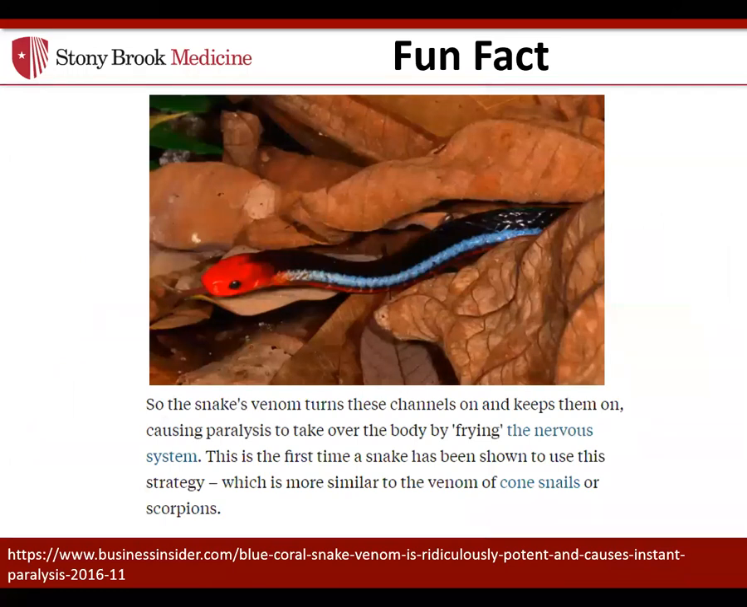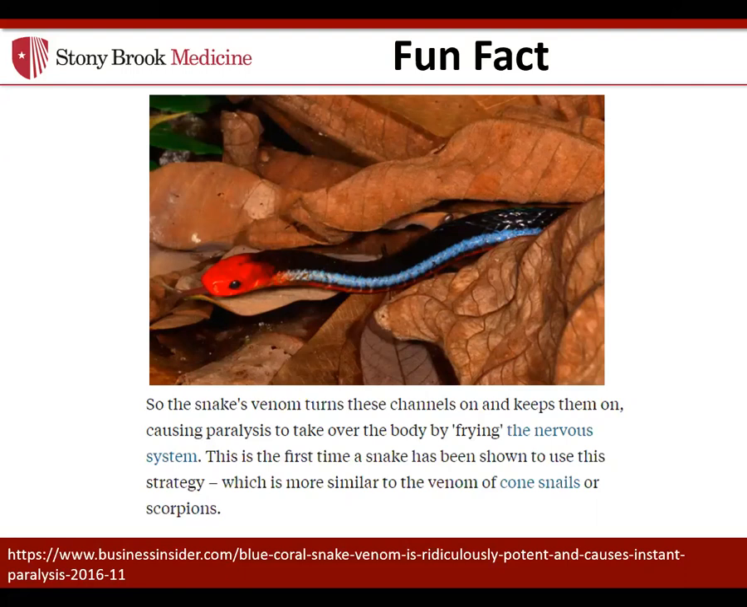Just a fun fact, the snake venom of the blue coral snake actually works this way. So the effects of the snake venom was actually described very simply in an article. So essentially the snake venom, which works very similarly to our depolarizing neuromuscular blocking agents, turn on sodium channels and keep them on, causing paralysis to take over the body by frying the nervous system. So again, this is much the same way as our depolarizing neuromuscular blockers. So you initially see contraction and fasciculations followed by paralysis.